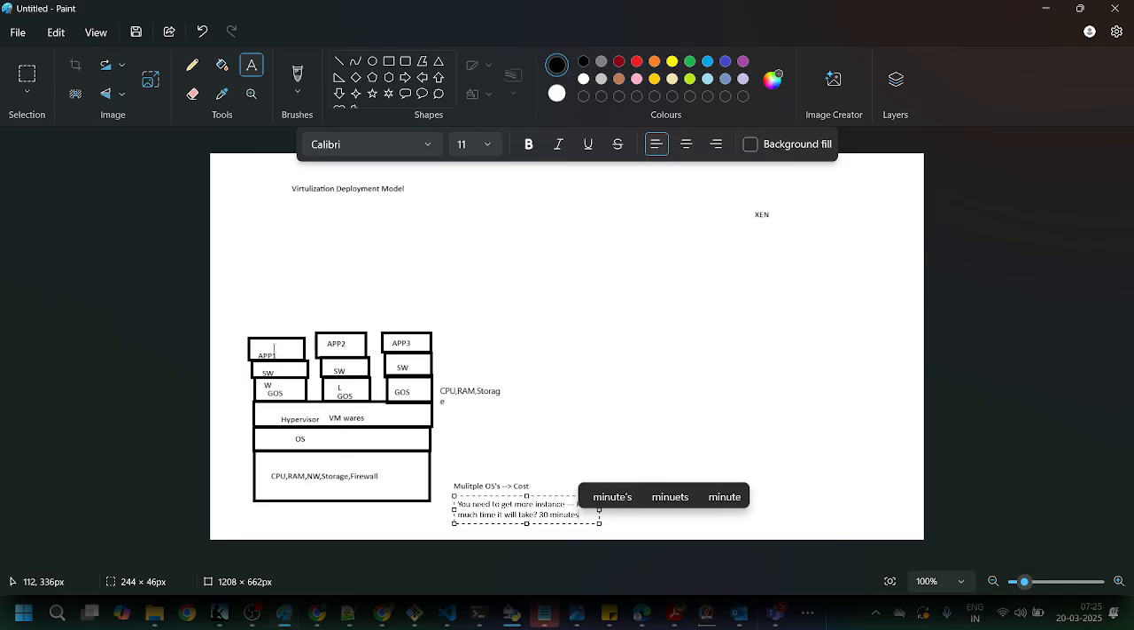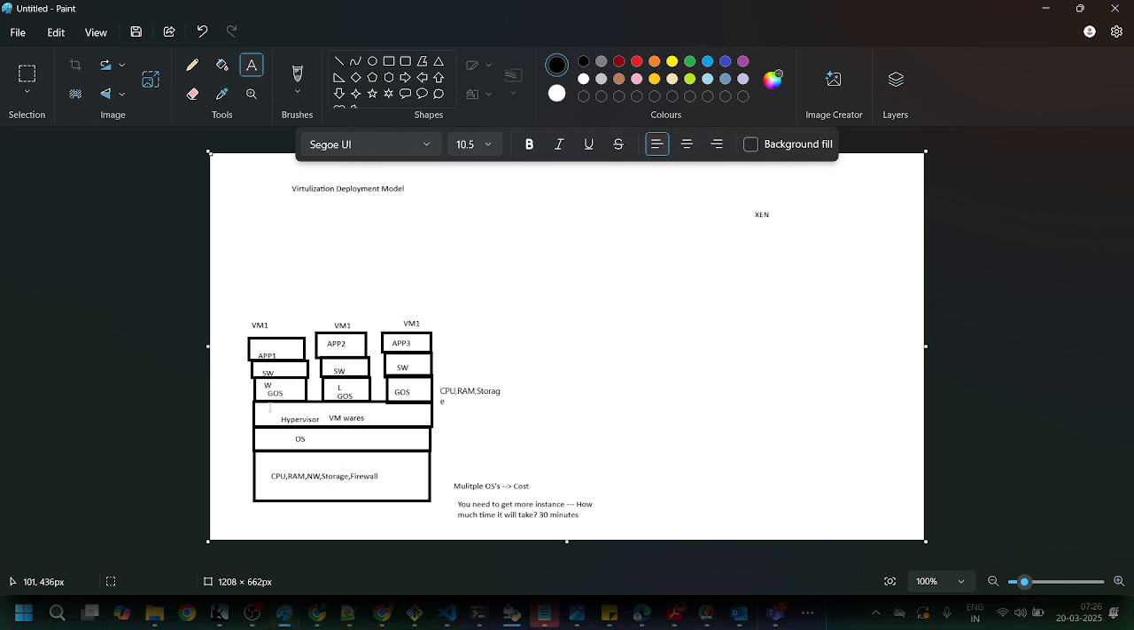Okay, so this is one virtual machine, VM1, and this is another virtual machine, and this is another virtual machine. For all the virtual machines, the hardware will be the same. That's what the hypervisor is doing: virtualization at the hardware level.